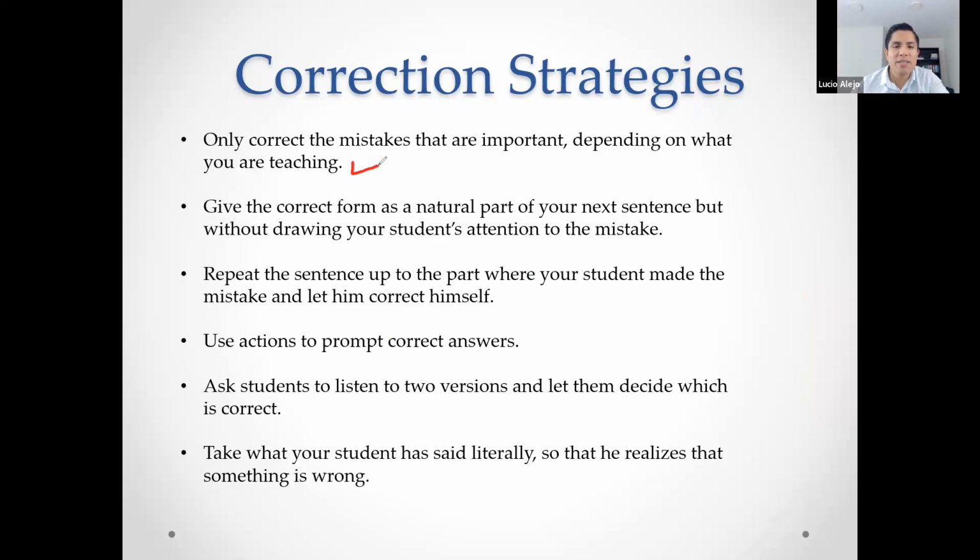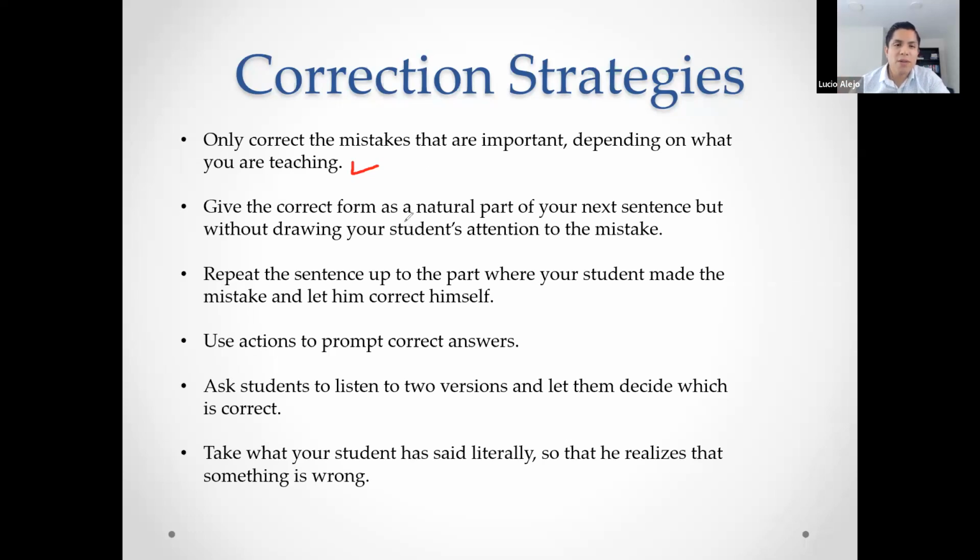Only correct the mistakes that are important, depending on what you're teaching. If you're teaching grammar, only correct the grammar mistakes. Don't correct vocabulary mistakes. This is not your focus. Your focus is grammar. Correct grammar mistakes. If you're teaching pronunciation, just correct pronunciation mistakes. Don't correct grammar or vocabulary. It doesn't matter. Just focus on what you're teaching.